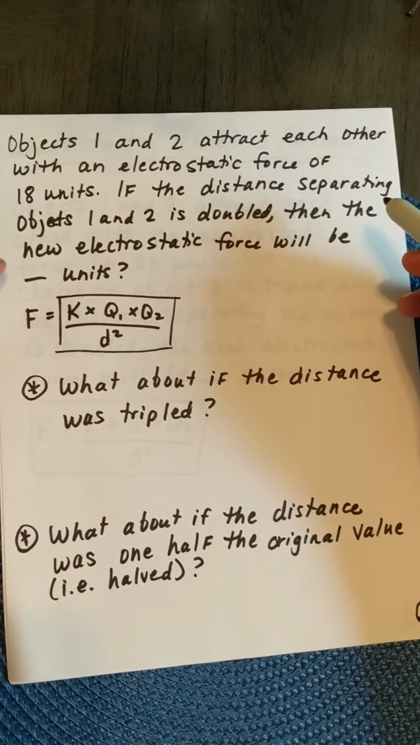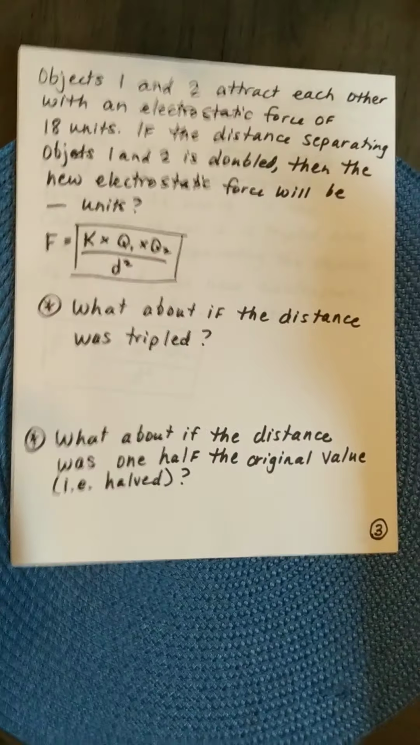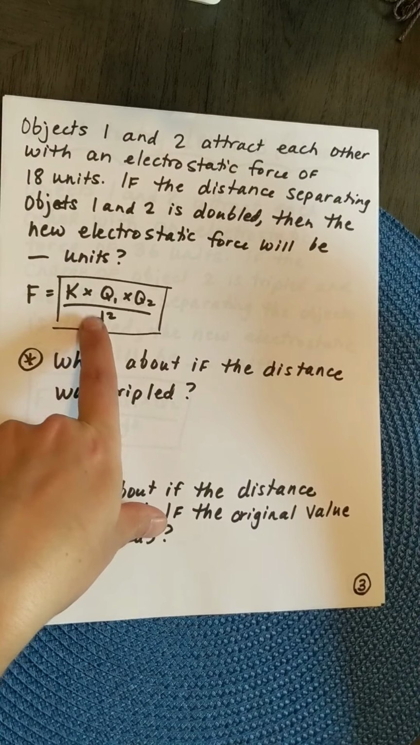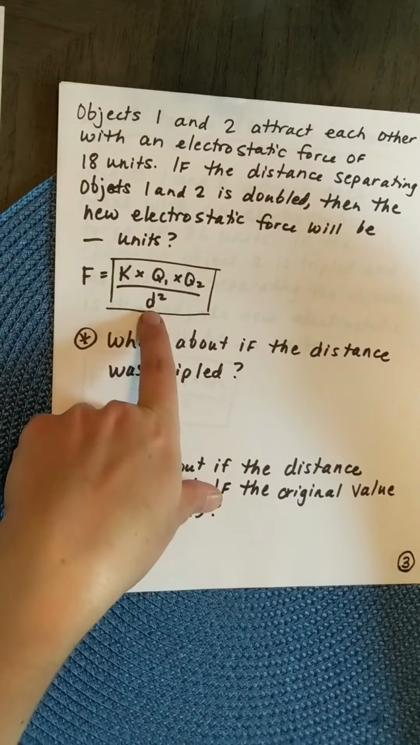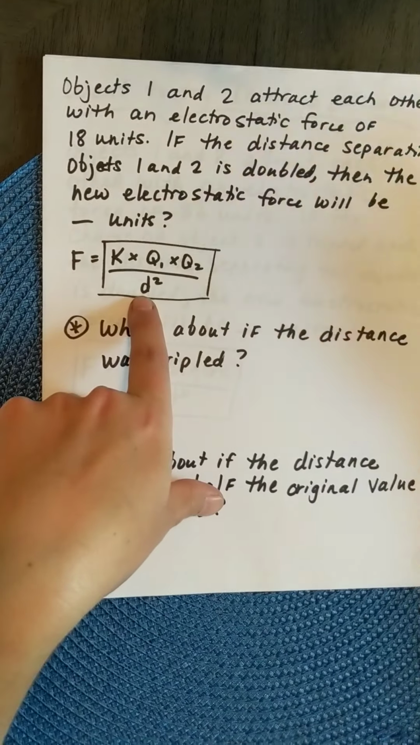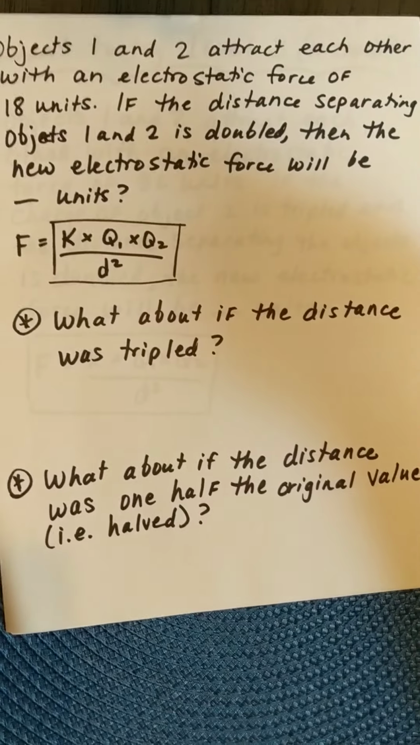This next part is like level 2. In level 2, instead of changing the charge, we're changing the distance. Notice that the distance is in the denominator, so we're dividing by the distance. We're not just dividing by a plain old distance, we always are dividing by the distance squared, and we're going to have to account for that in our math problems.